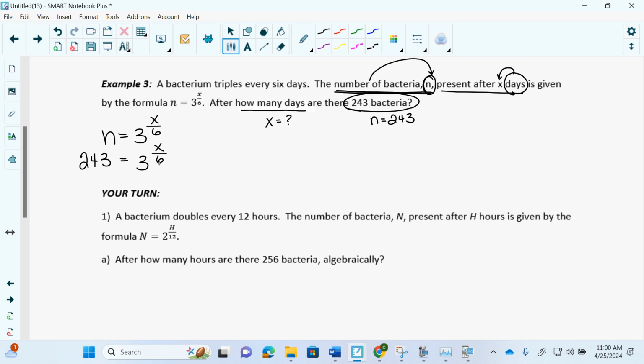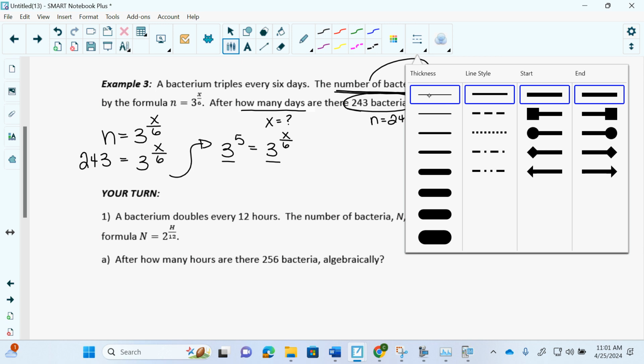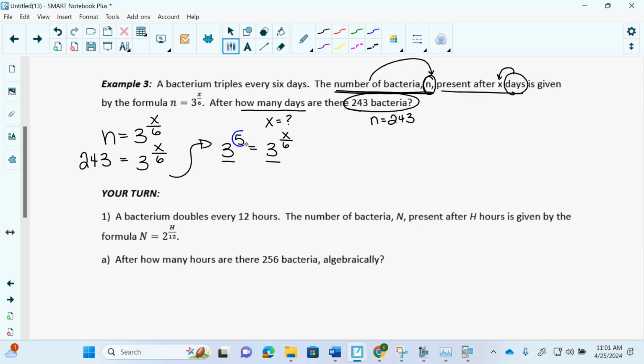Now the only way we know how to solve currently is common base. So 243, I'm going to try and figure out if, hopefully, it's 3 to the something. Does anyone know what 243 is? Yeah? 3 to the 5. So I'm going to get 3 to the 5 equals 3 to the x divided by 6. So now I have the base the same. And then I can say that this equals this. So I get 5 equals x over 6.